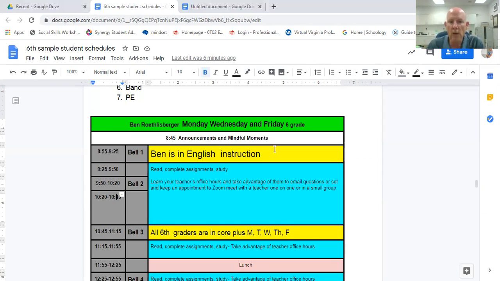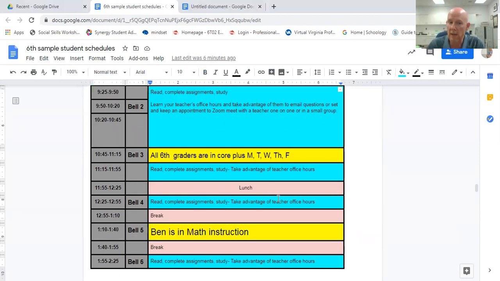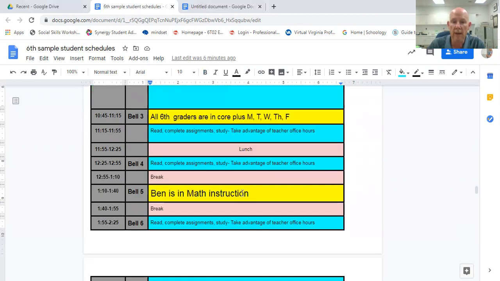So for Ben, he starts his day at 8:45 with the announcements. At 8:55, he goes into English instruction. Then he has this blue period right here. And he is reading, completing assignments, doing homework. Then third bell, as every day of the week, 5 days a week, he's got instruction, Core Plus, some breaks. Of course, time for lunch. Lunch is important. Then math instruction down here.